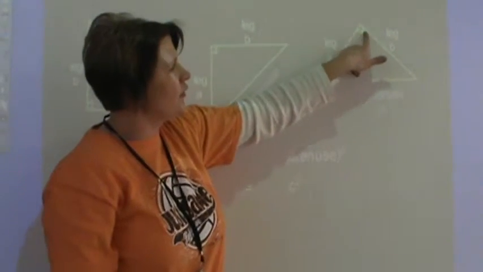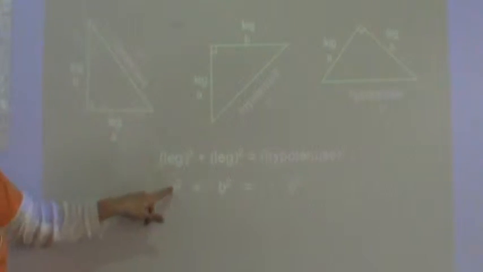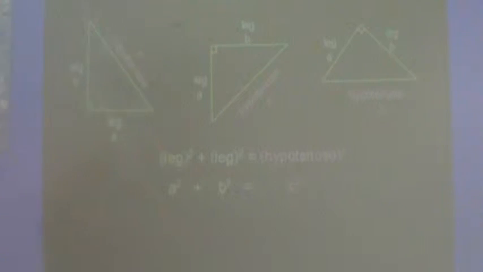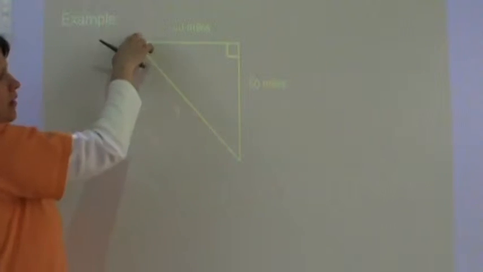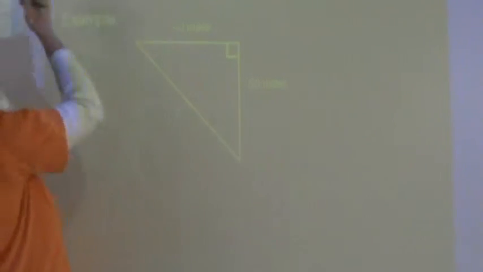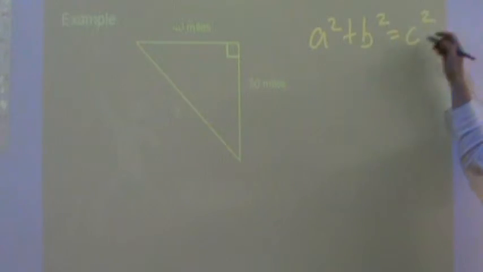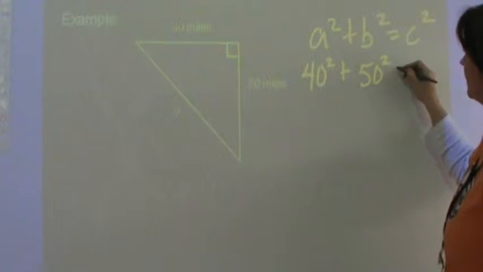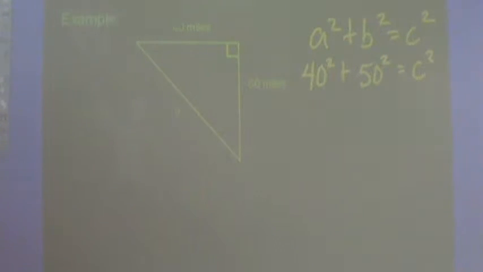Again, if they spin it again, look for that right angle. Those are your legs, and then your hypotenuse is the third. So we have leg squared plus leg squared equals hypotenuse squared, or like I said on the previous page, a squared plus b squared equals c squared. Here's an example. We have 40 miles on one leg, 50 miles on the other leg, and we want to know the length of the hypotenuse. So we'll take our a squared plus b squared equals c squared. One of my legs is 40, one of my legs is 50, and I want to know what the length of c is. Now this is all in your calculator.